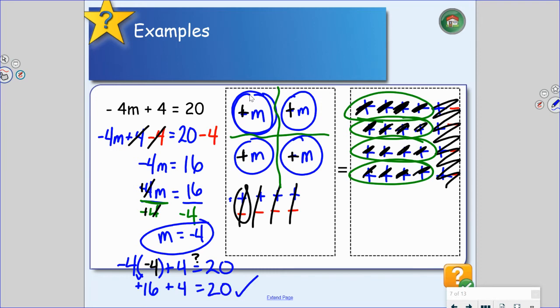So once again, I'm just showing you visually with the drawing, as well as numbers and symbols on the left, how we can use inverse operations to solve equations, even two-step equations.